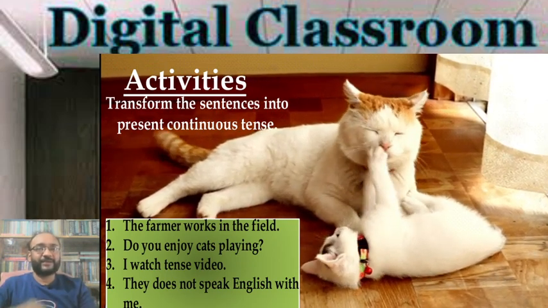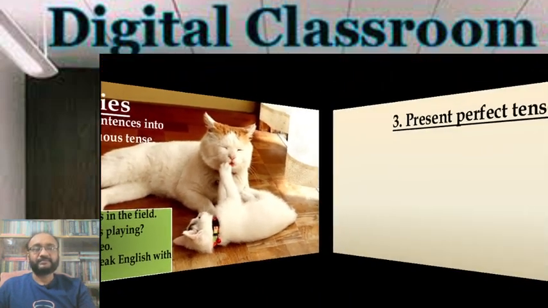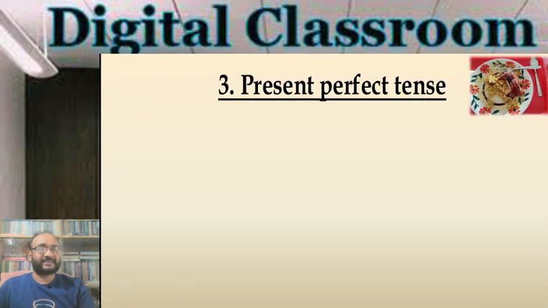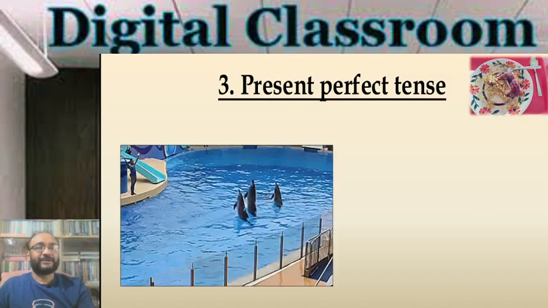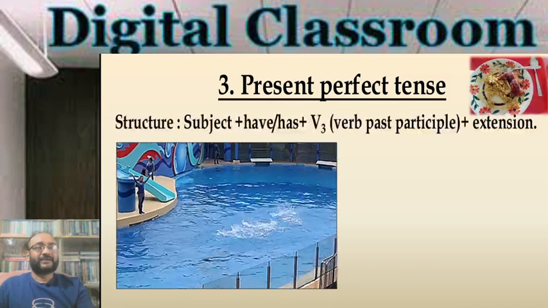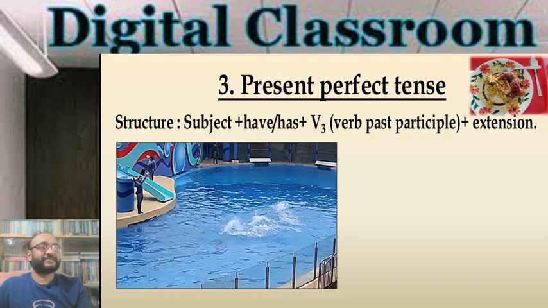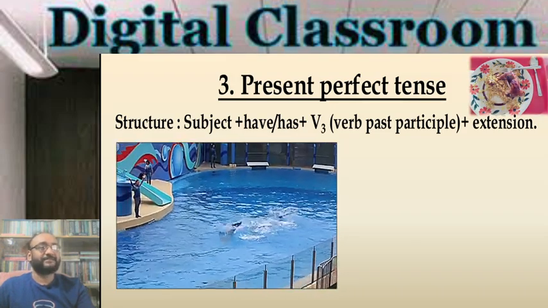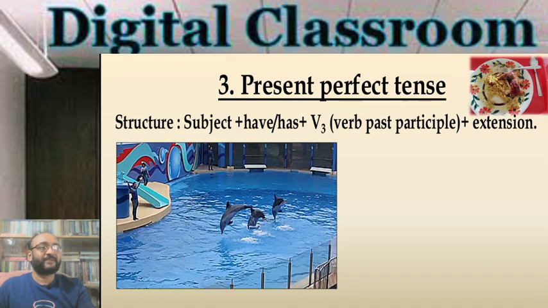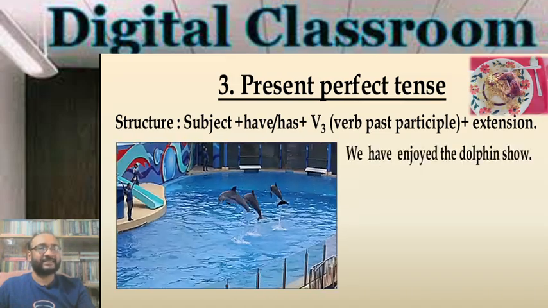Okay, you have to transfer it like that. Now present perfect tense. That means already finished. You have seen, he has eaten rice. So the structure is what? Subject plus have/has plus verb 3. That means verb past participle plus extension.